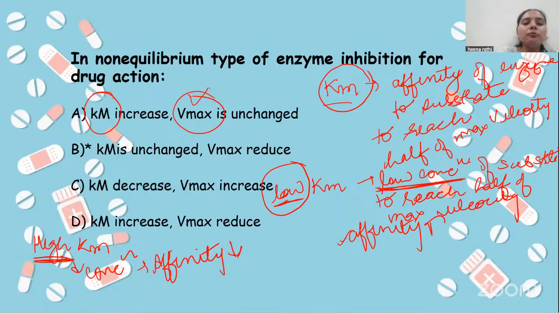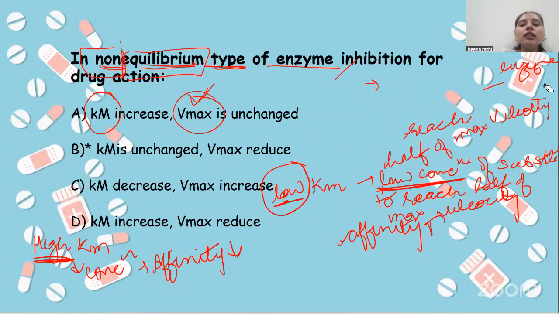And what does Vmax mean? Vmax is the maximum velocity of the reaction. Now we'll come back to our question, in non-equilibrium type of enzyme inhibition. What is non-equilibrium? There are two types of enzyme inhibition that can be seen. First is the equilibrium type. Second is the non-equilibrium type.